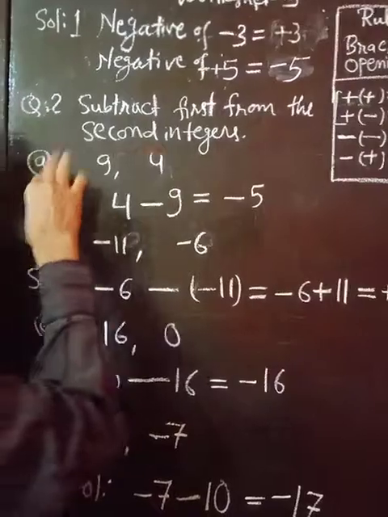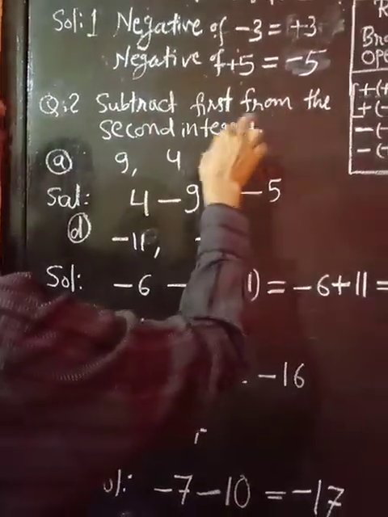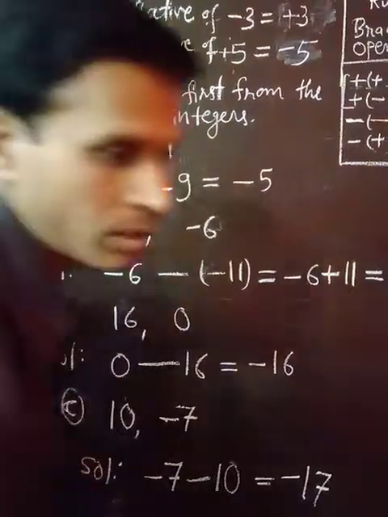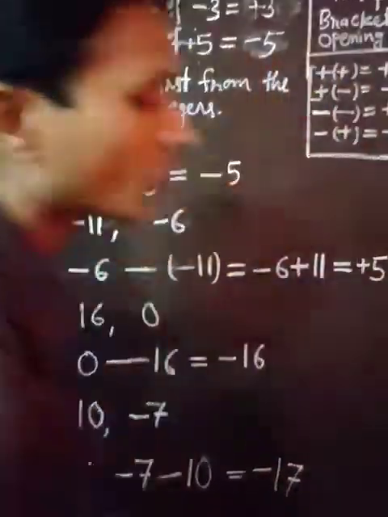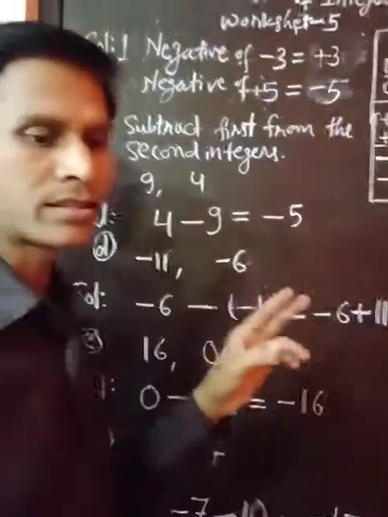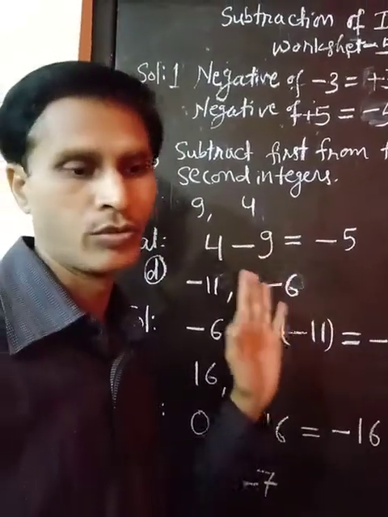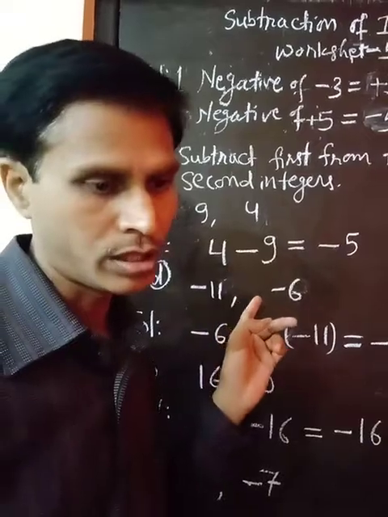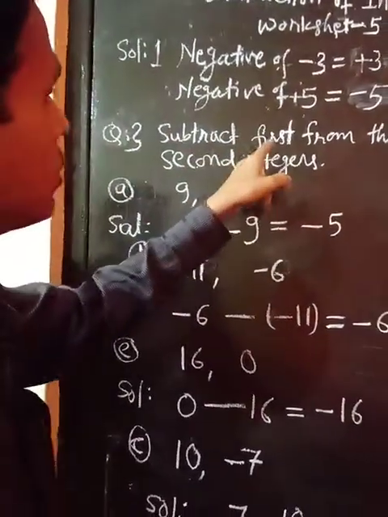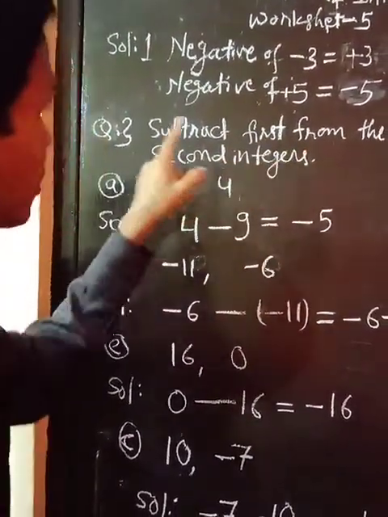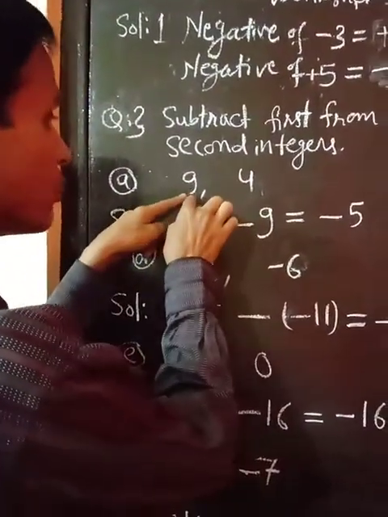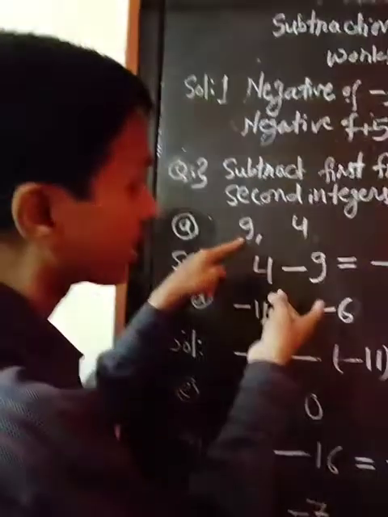Now you see the question, subtract first from the second integer. This is question number 3. Question number 2 is fill in the blanks, that is based on some property that you will see in the book and learn. Question number 3, subtract first from the second integer. So we have to subtract the first, means this will be subtracted from the second.